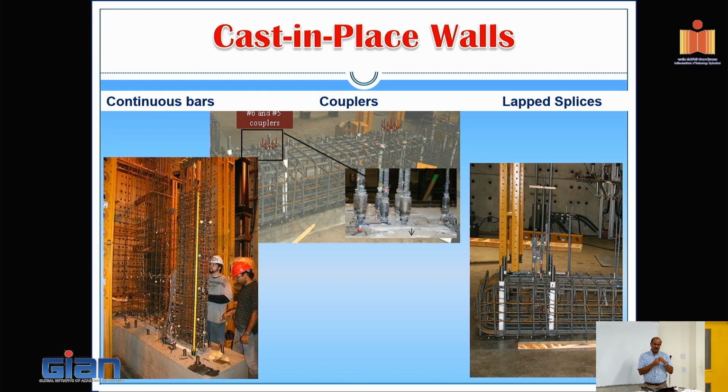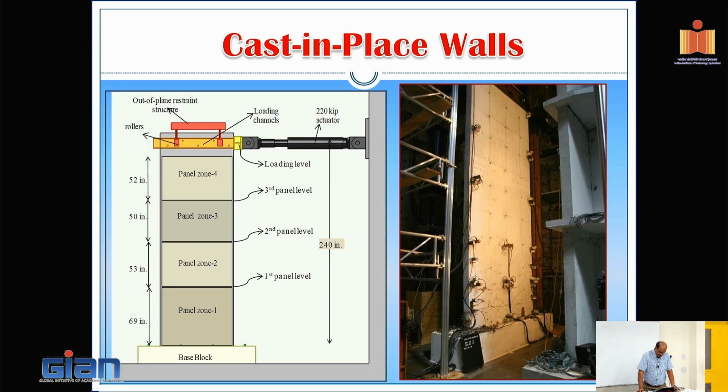These are mechanical couplers where the bars come in and mechanically connect the pieces together between the 2, since it's a cast in place option. The test was done as shown here, a pretty simple setup. Here's the wall panel. And you could see there are different zones because they are mimicking different floors. So the details were done as you would be detailing a multi-story building.